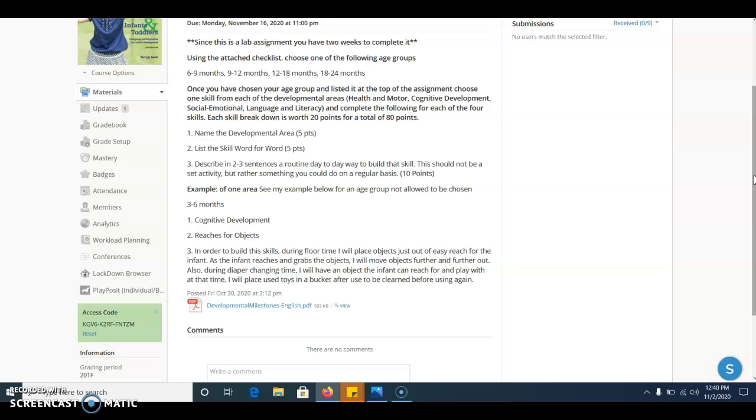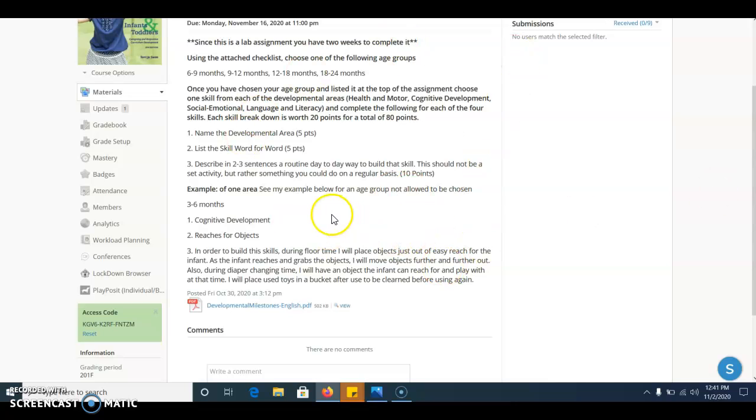So number 3, in order to build this skill during floor time, I'll place objects just outside of reach for the infant. As the infant reaches and grabs the objects, I'll make the object move a little further and further out, giving them a challenge, right? Also, during diaper change time, I will have an object that the infant can reach for and play with at that time. I will place used toys in a bucket after to be cleaned before use again. That's just a good process.